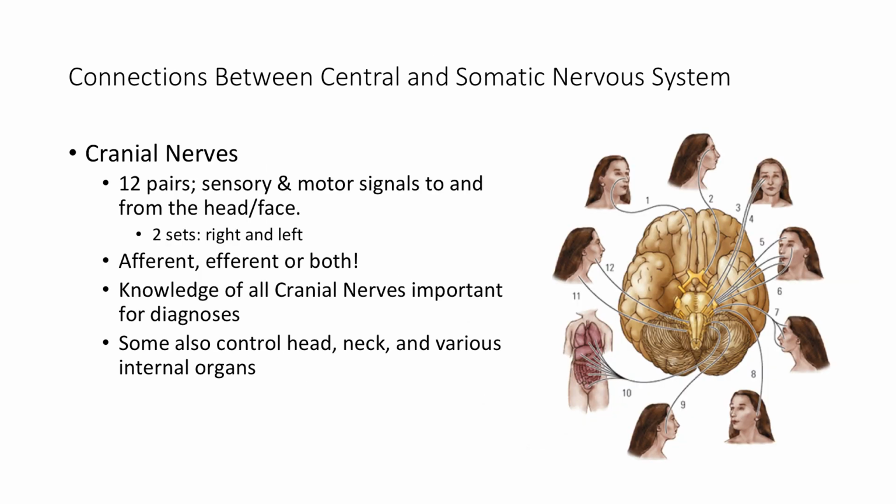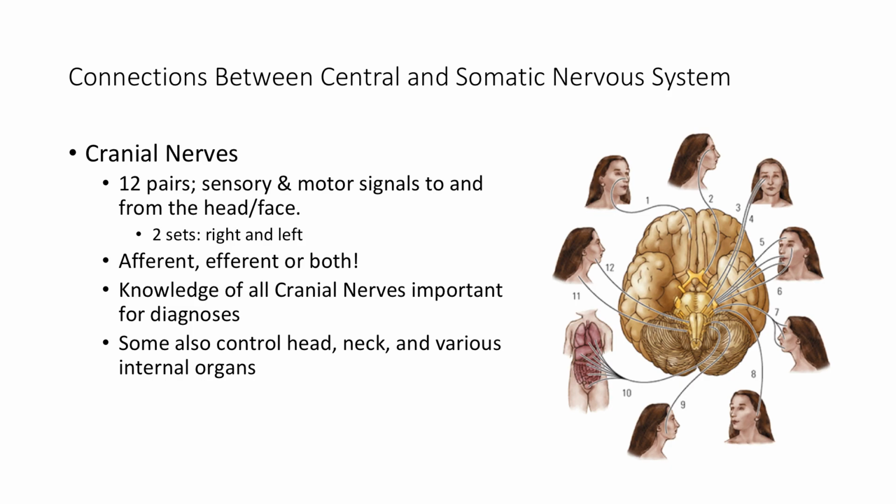Okay, the last couple of slides are going to be about the cranial nerves. We have 12 pairs of cranial nerves. Our cranial nerves convey sensory and motor signals to and from the head. One set of cranial nerves controls the left hemisphere and the other set controls the contralateral hemisphere.